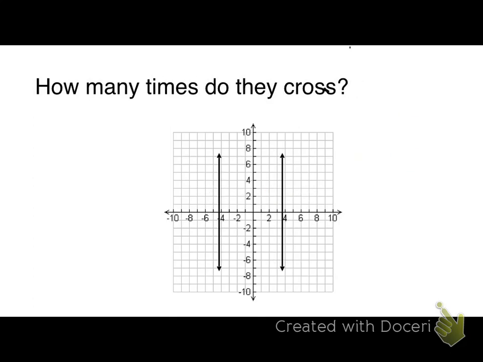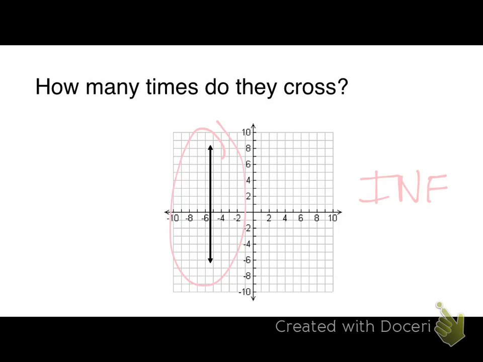How many times do these cross? Well, it doesn't look like they cross any, so our answer for this one is going to be no solution. This one, it's crossing an infinite number of times because they're both sitting on the same line. So this one is going to be called INF.